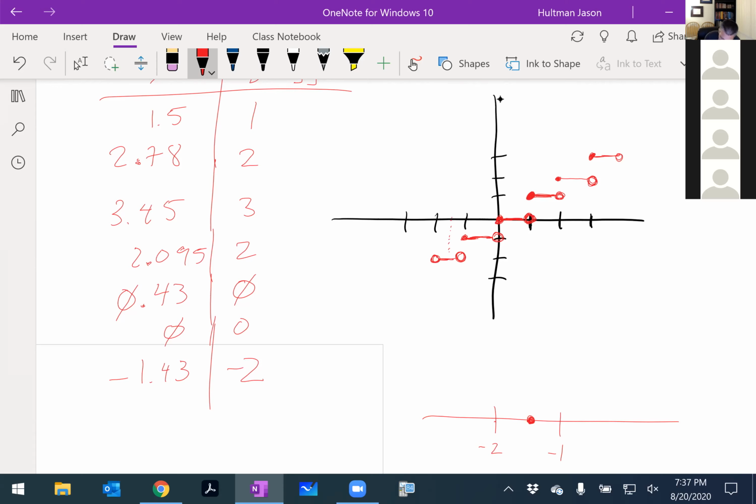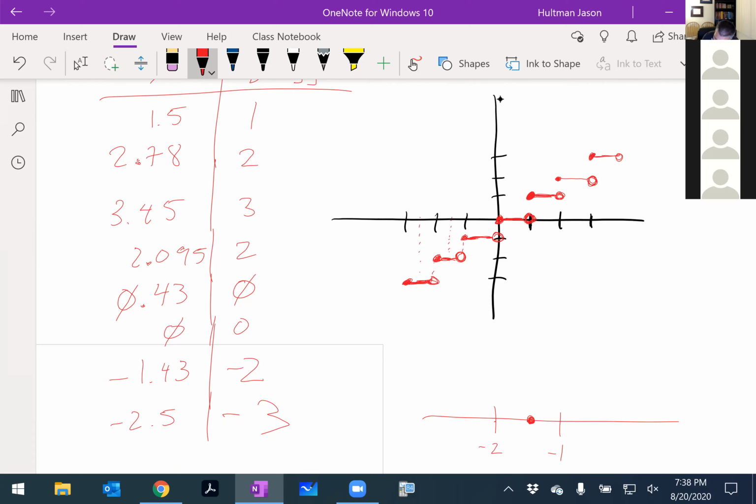Okay, what if I was at, say, negative 2.5? Sorry, this is a closed circle. At negative 2.5, I would be at negative 3. Oh, okay. So negative 3, negative 2.5, negative 3. Look right there. Okay. Boom. And so we go over, and then we go up.